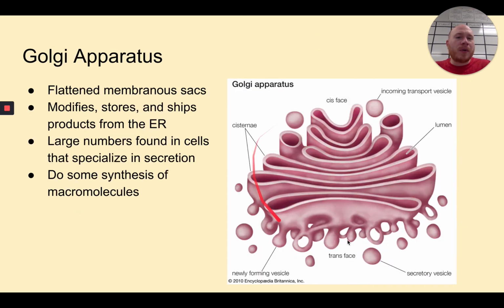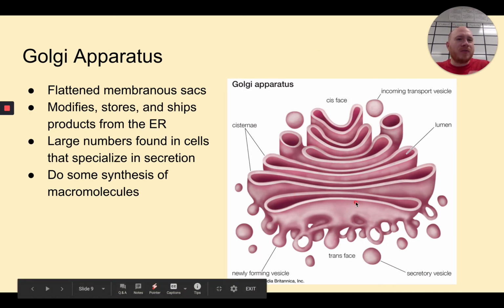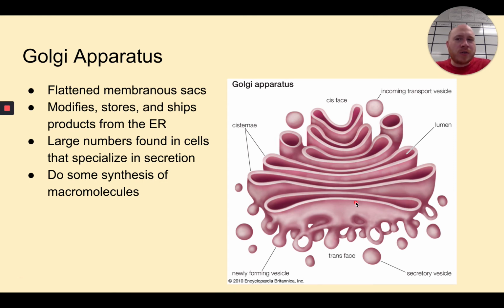The Golgi apparatus, which looks like a whole bunch of little flat sacs that are on top of each other, it's kind of a stack of them. And so they're flattened, and what they do is they modify, they store, and they ship all the products from the endoplasmic reticulum. So if the rough ER makes like a chunk of membrane with a bunch of proteins on it, the Golgi helps modify it so that it's ready to go and it can be inserted where it needs to. There's a large number of them found in cells that specialize in secretion.